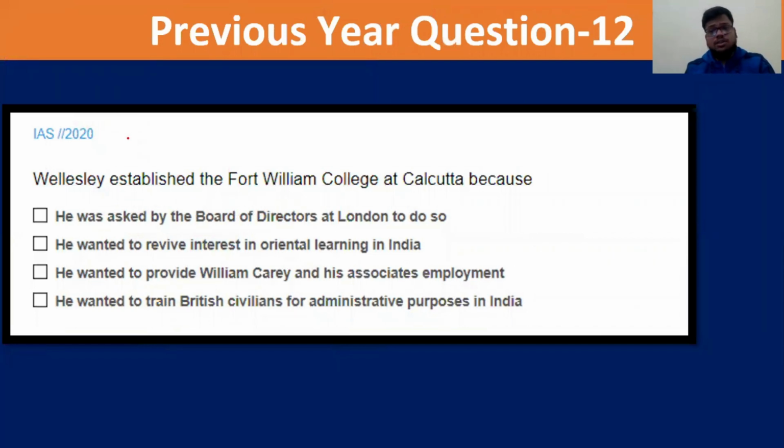Lord Wellesley we have done last time, and you can see the importance of Lord Wellesley because a lot of questions have been asked on him, right? For example, let's start with it. It's the 2020 question, that means this year's question. Wellesley established the Fort William College at Calcutta. Why did he establish the Fort William College?